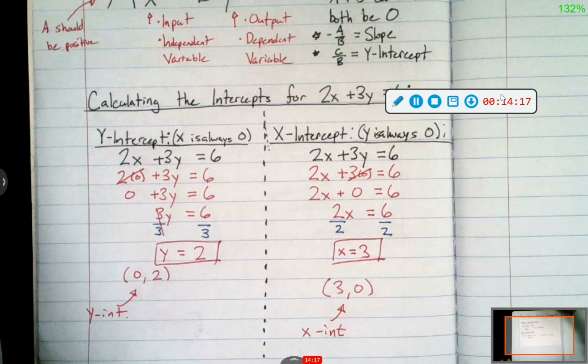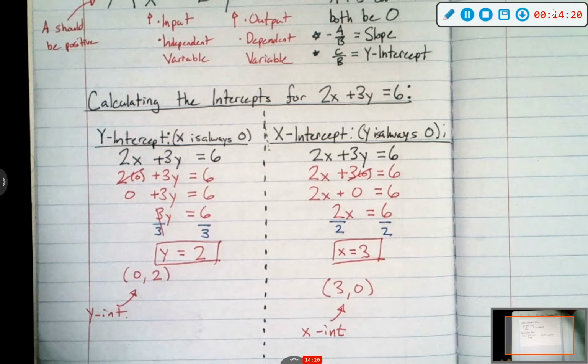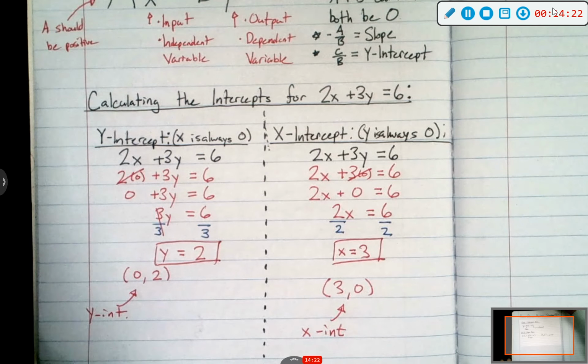Okay, so that's at least the basics of what standard form is, what it's meant to be useful for. What we're going to look at next is how to take standard form and rewrite it in slope-intercept form so we can see its slope and we can see its y-intercept in another way.